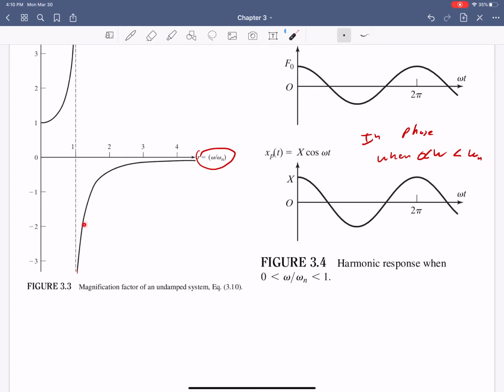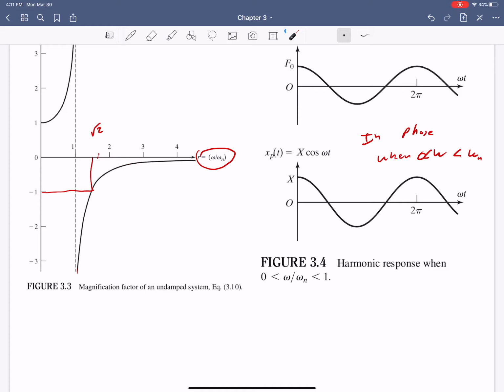The other important thing to notice is that right around here, which I believe is the square root of 2, roughly around square root of 2, I'll have to go back and look at the notes, or we'll get there soon, the amplitude becomes less than the static deflection. So our amplitude ratio becomes less than 1.